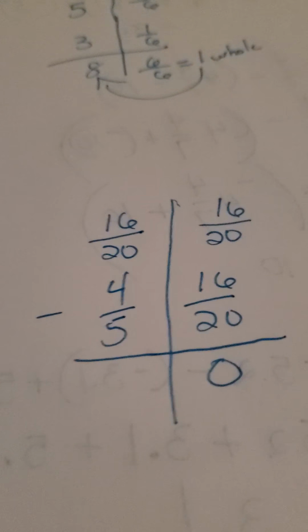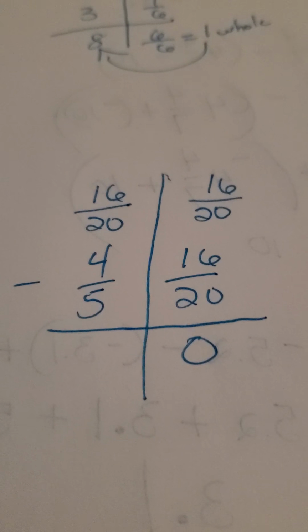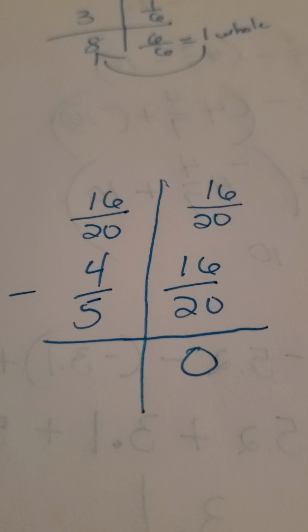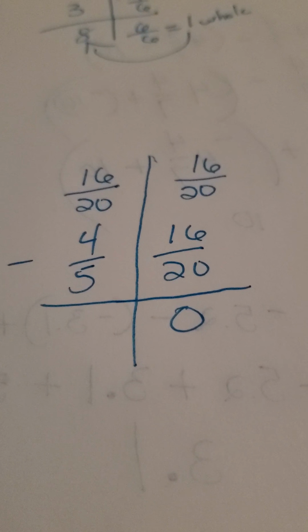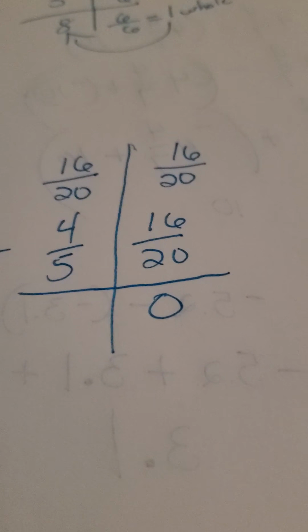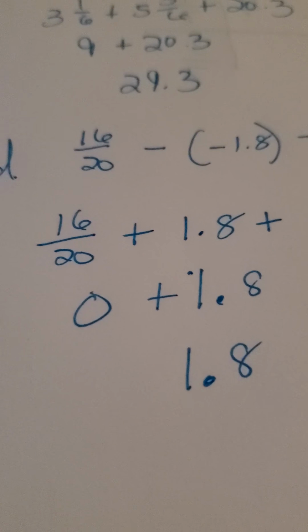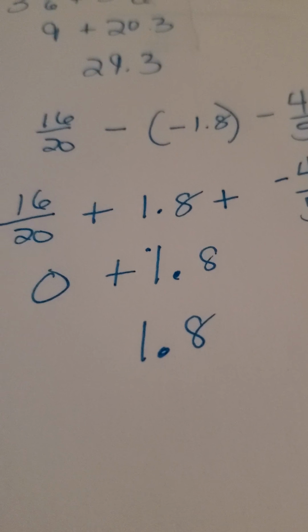And I did the work over here. A good common denominator is to do 20. You could have done 40. It won't make any difference. You just have to do a little bit extra work. But anyway, you'll see that the two fractions, 4/5 and 16 over 20, are exactly the same. So when you subtract them from each other, you get 0, just like before. So if I add 0 to 1.8, I get 1.8. So that's my answer, 1.8.